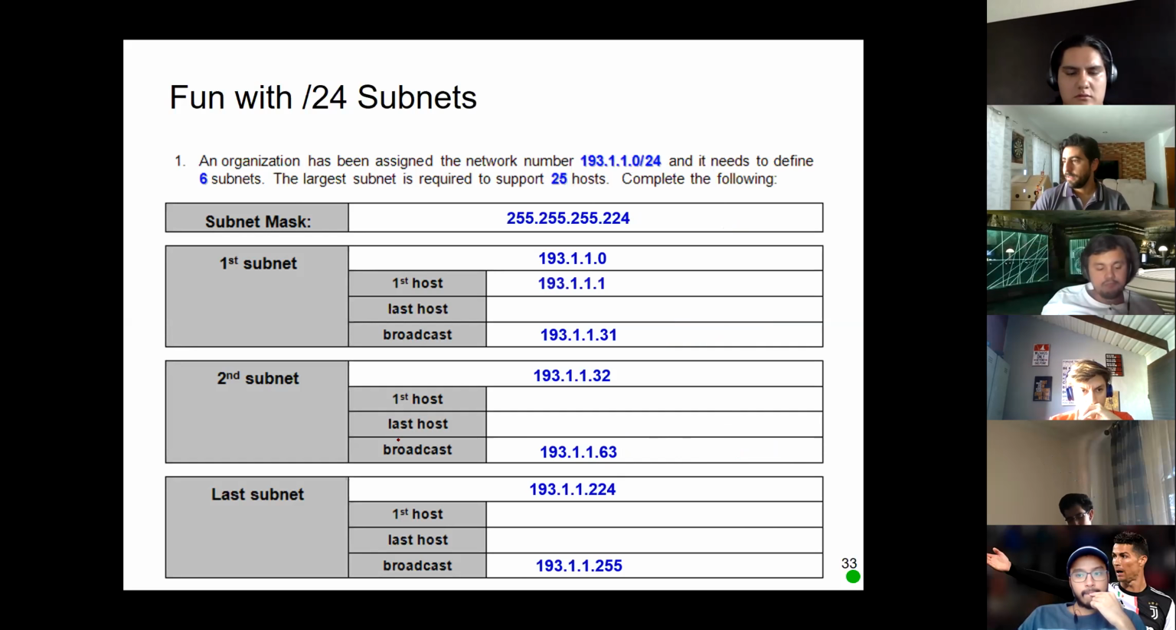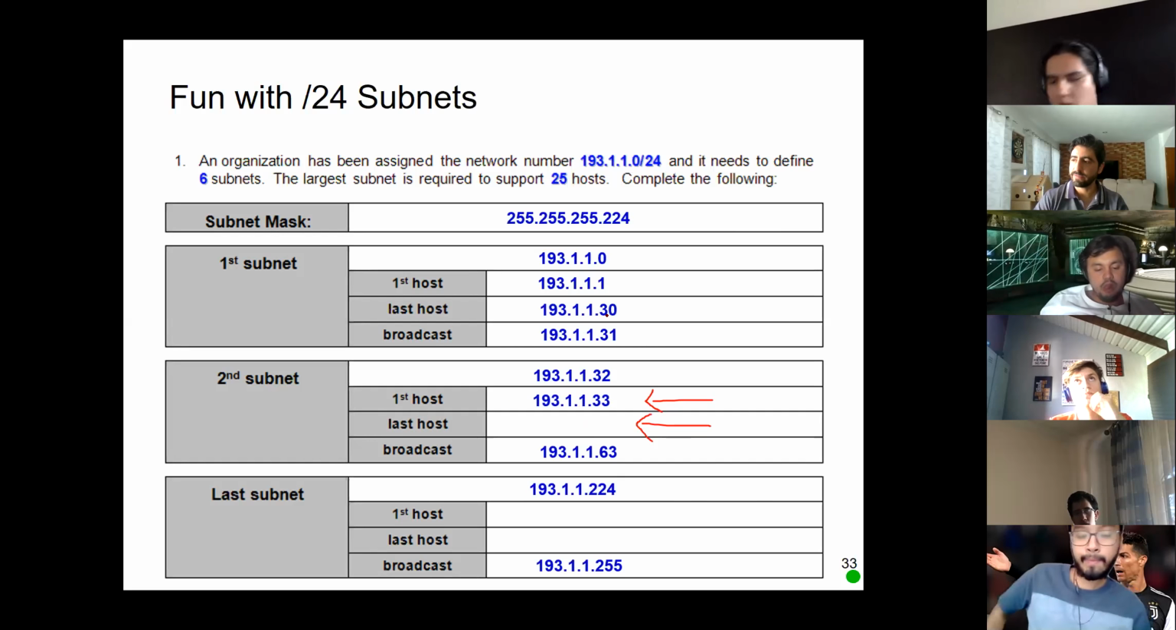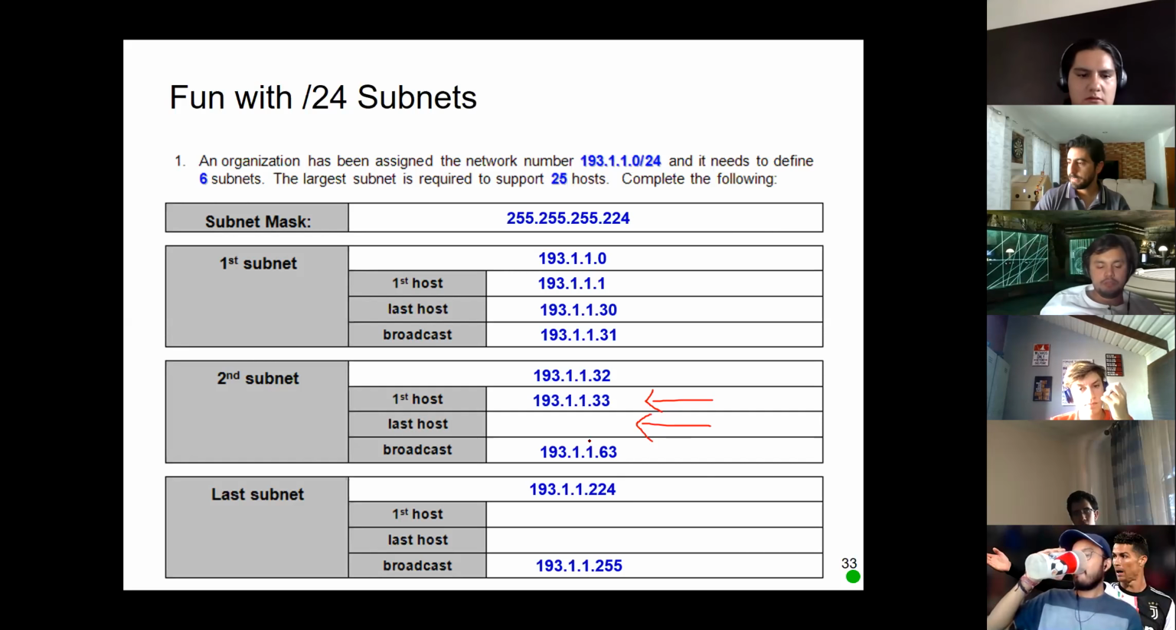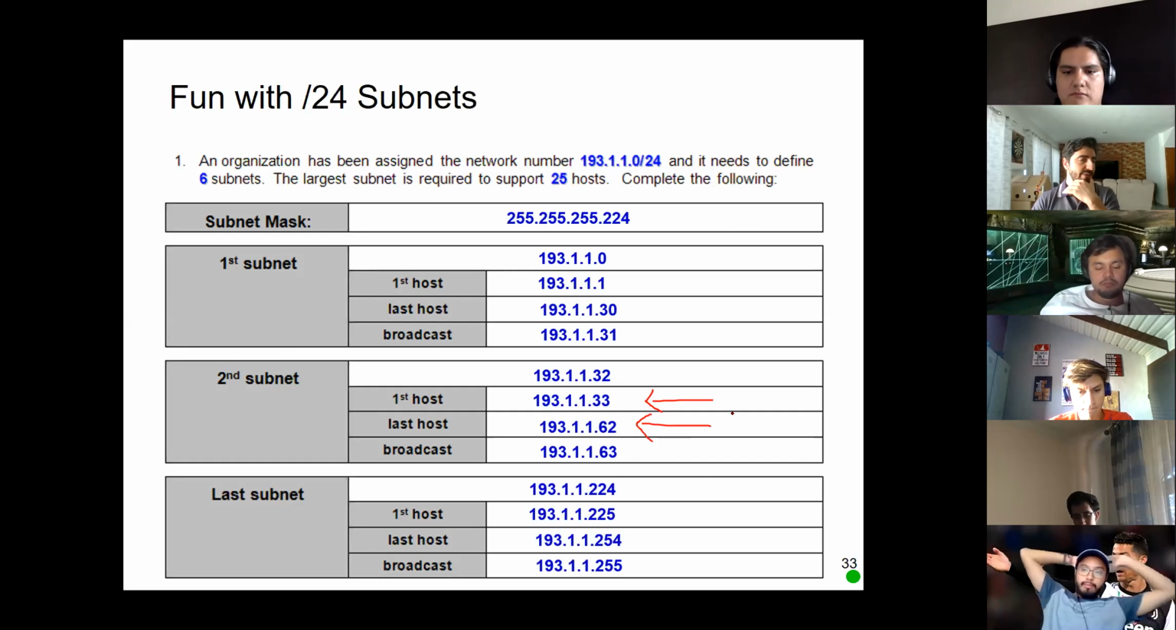Okay. So then the first host would be, as you remember, 1. And what would be the first host here? 33. 33, yeah. And the last host here is 30, the one right before the broadcast address. And here? 62. 62, right? Then all the way like this. Any questions about this? Any doubt?